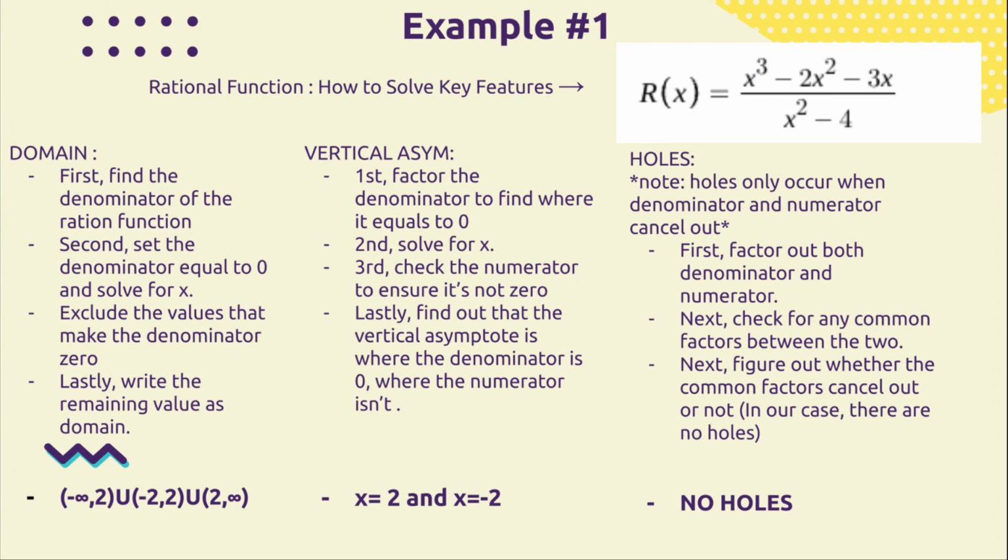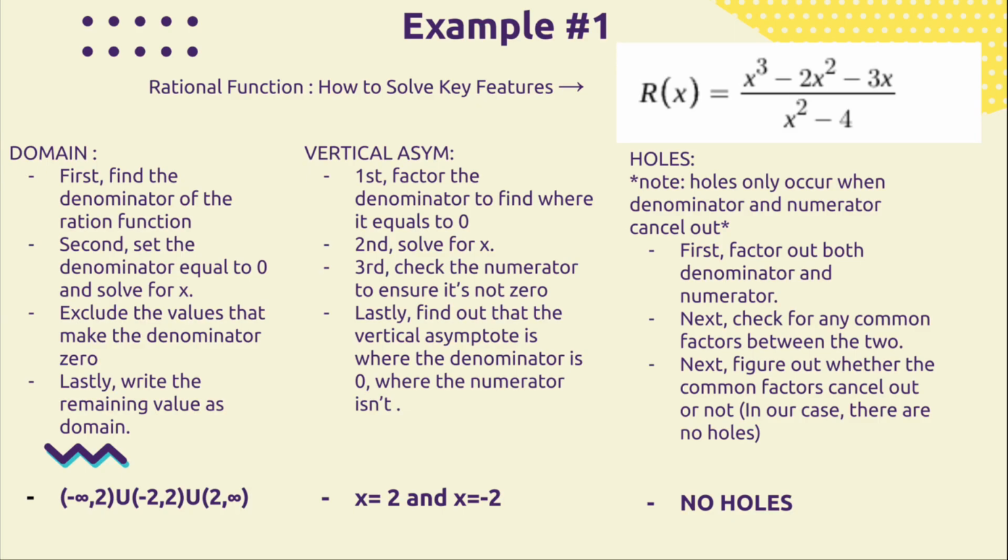For vertical asymptote, first we have to factor the denominator to find where it equals 0. Afterwards, solve for x. Then check the numerator to ensure it's not 0. And finally, find out that the vertical asymptote is where the denominator is 0, where the numerator isn't. In this case, it will be x equals 2 and x equals negative 2.